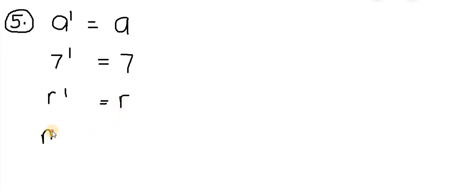Finally, anything to the power of 1 is itself. A to the power of 1 is A. 7 to the power of 1 is 7. R to the power of 1 is R. M to the power of 1 is M. Okay? Anything to the power of 1 is just itself. You can just hide the power.